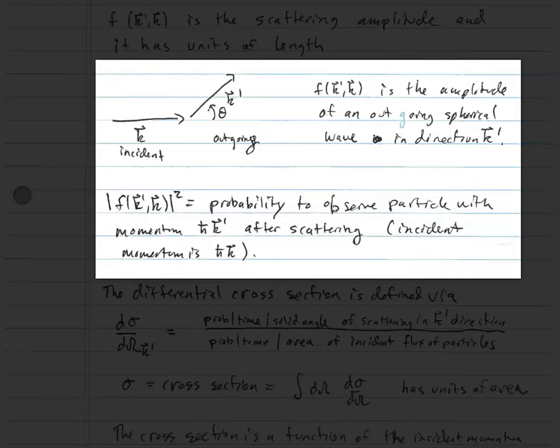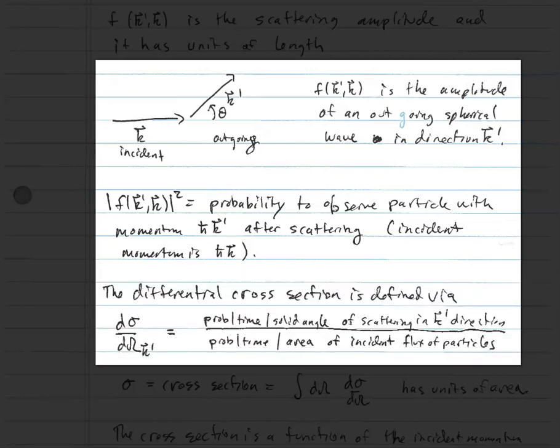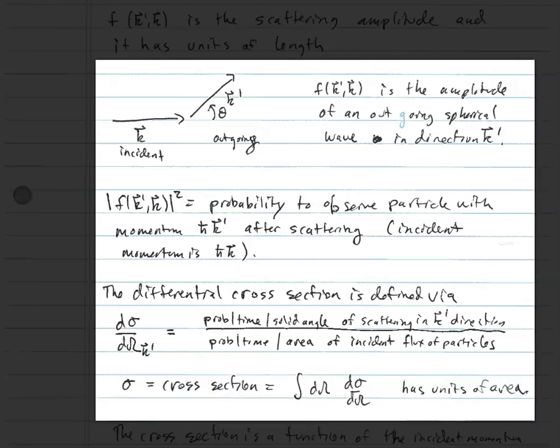All right, the square of this is the probability to observe the particle with momentum h bar k prime after scattering, the incident momentum being h bar k. And we define the differential cross-section to be d sigma d omega k prime. That's the spherical directions corresponding to the scattered wave vector k prime. It's the probability per time per solid angle of scattering in the k prime direction divided by the probability per unit time per unit area of incident flux of particles. And then sigma, which is called the cross-section, is the integral d omega of d sigma d omega, and that cross-section has units of area.